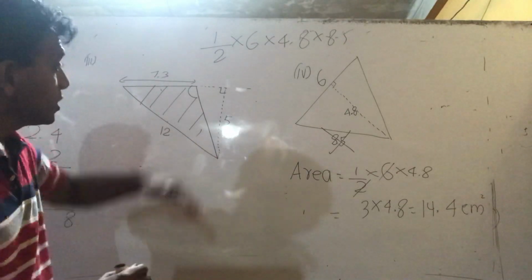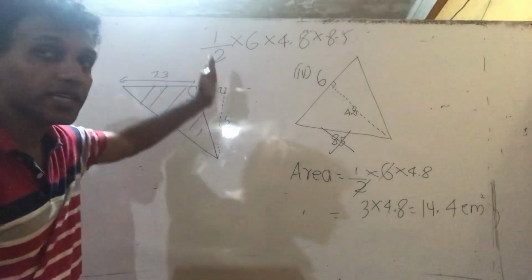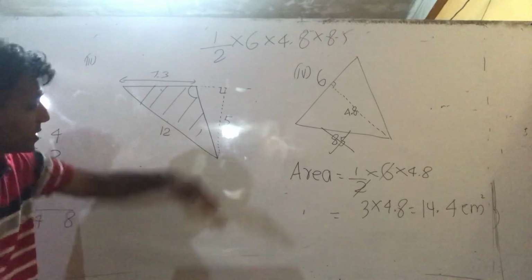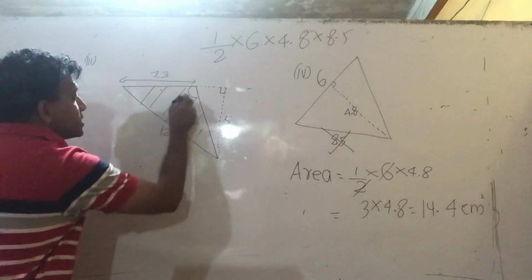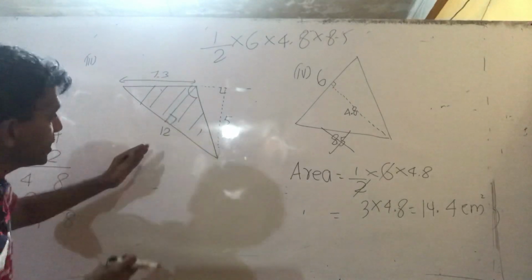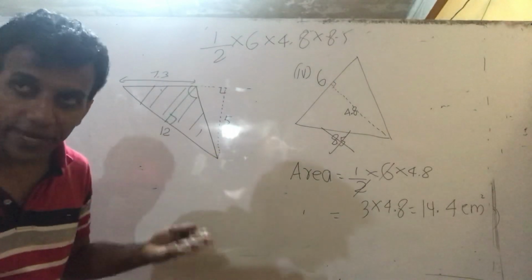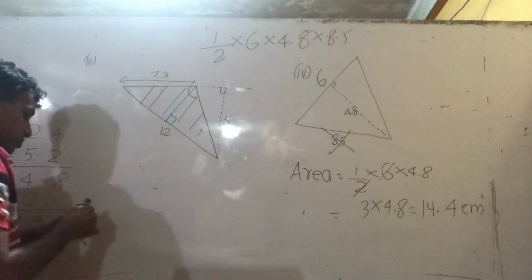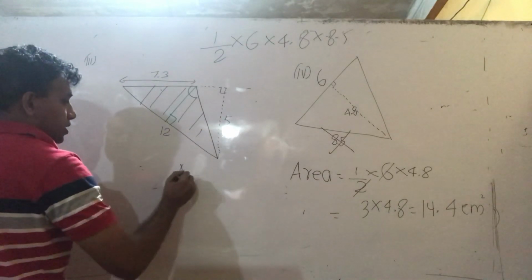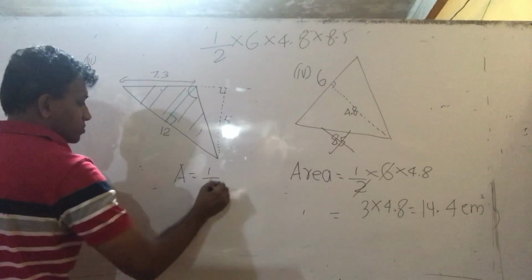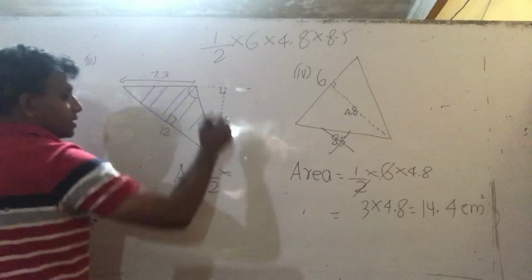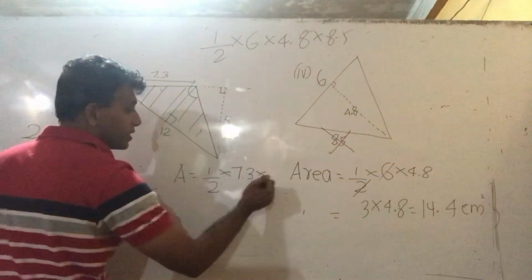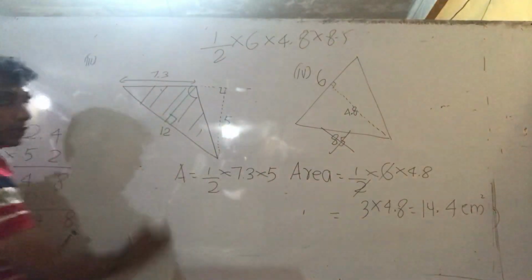Half into base, and the height is 5. If you take the base as 12, the height should be like this. Okay, the height is this, but it is not provided. Therefore, no use of that base, right? So what is the area? Half into base is 7.3, height is outside the triangle, 5.